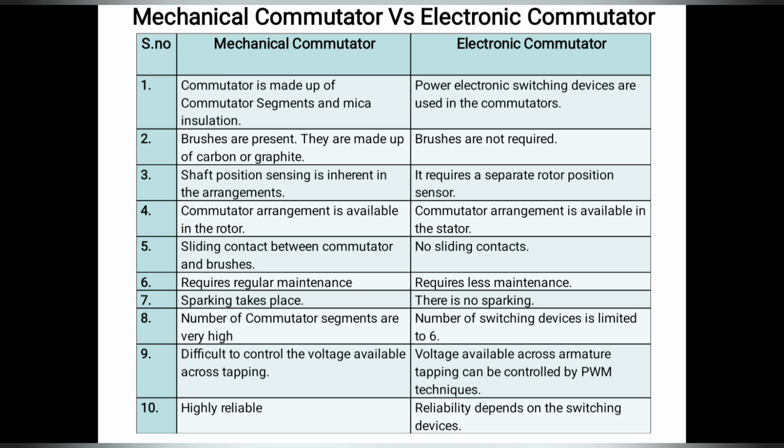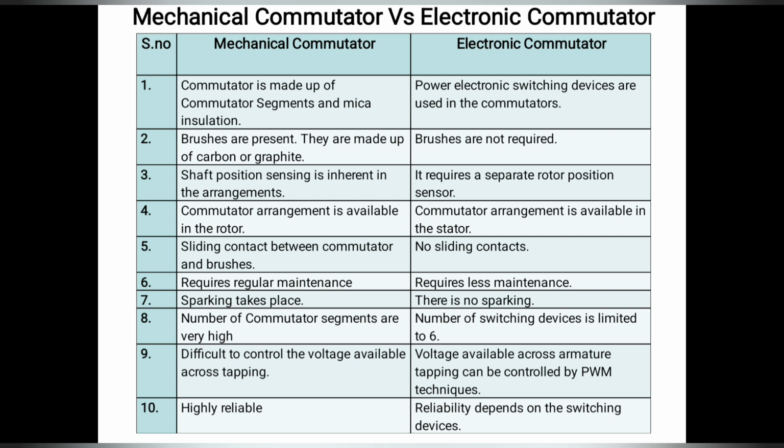Next slide is about the comparison of mechanical commutator and electronic commutator. Some 10 points are discussed here. In a mechanical commutator, the commutator is made up of commutator segments and mica insulation. In an electronic commutator, power electronic switching devices are used. In a mechanical commutator, brushes are present. They are made up of carbon or graphite. In an electronic commutator, brushes are not required and not provided.